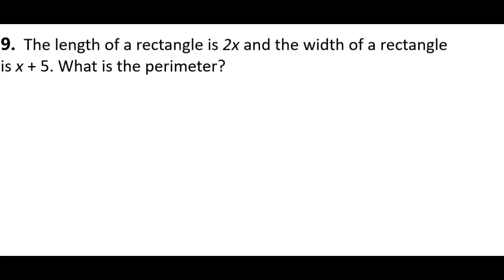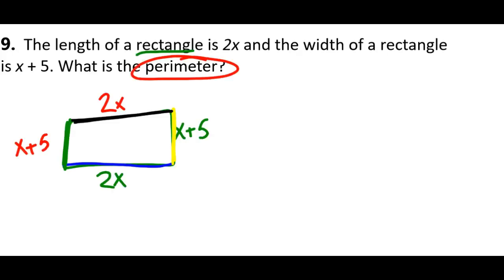Number 9, let's talk about this one. So the length of a rectangle is 2x. The width of the rectangle is x plus 5. Find its perimeter. So I'm going to draw a picture, okay? My rectangle, I drew a rectangle. My length is 2x, so that's normally the longer part, is 2x, right? It says length is 2x, okay?